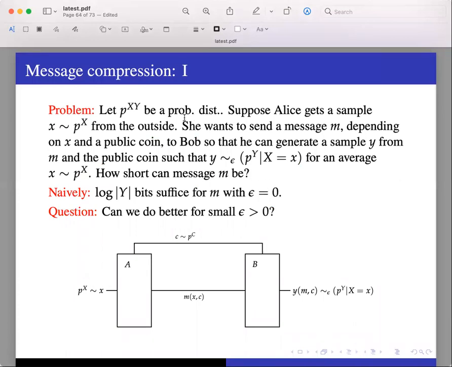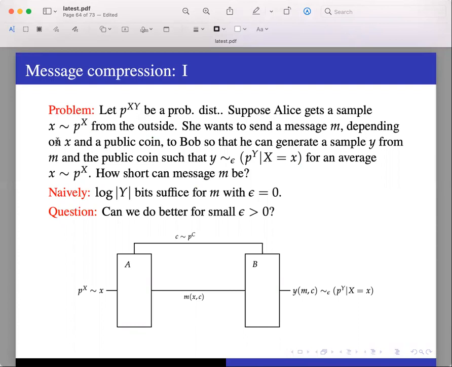Okay, so what is the problem? P_XY is a probability distribution on the set X times Y. It's a joint probability distribution in general, and it's known to all parties. The individual probabilities are known to all parties, and the parties can design their algorithms based on this knowledge.